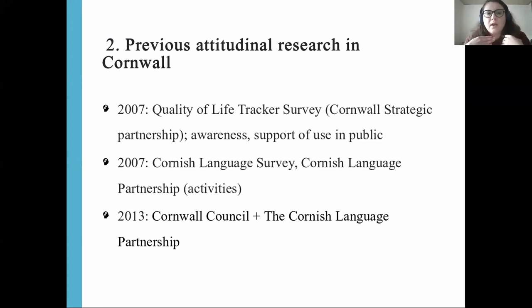And then in the same year, there was a study conducted by the Cornish Language Partnership, which asked people about the activities that they do related to the Cornish language and how they actively use it in their lives. But what I would really like to focus on, and what really inspired my own study, was a 2013 study done by the Cornwall Council and the Cornish Language Partnership. I find this one particularly valuable because it is an attitudinal study in the real sense of the word, in that it used the direct method of a questionnaire to elicit answers that can directly be connected to behavior, cognition and emotion, which are the three components that I mentioned earlier, so how people act, feel, and think towards their language.